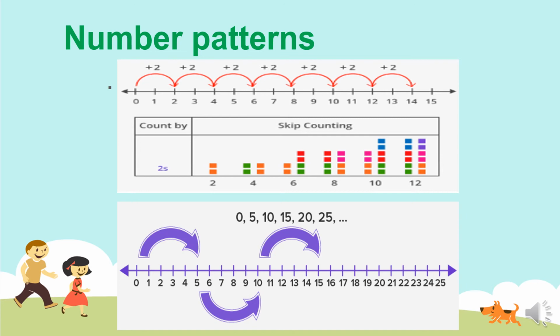Then let's move to the second figure. What is the missing number in this pattern? By adding 5 to 25, it should be 30, because the number pattern is count on in 5.